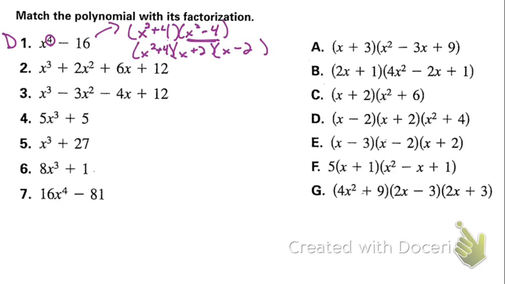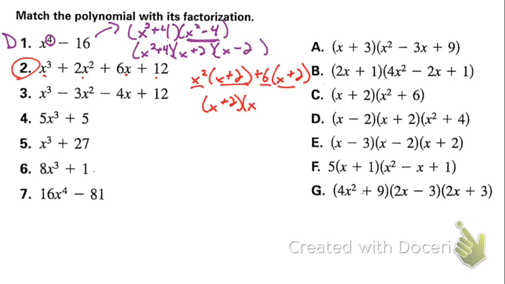All right, now I'm going to try to color code these as best I can. Now, for number 2, down here, I'm going to first take out an x squared from those two. You're left with x plus 2. And then here I'm going to take out a 6. You're left with x plus 2, which is good because they match. So you're taking x plus 2 out. You are left with x squared plus 6. Which one does that match up with? C! All right, so D, C.